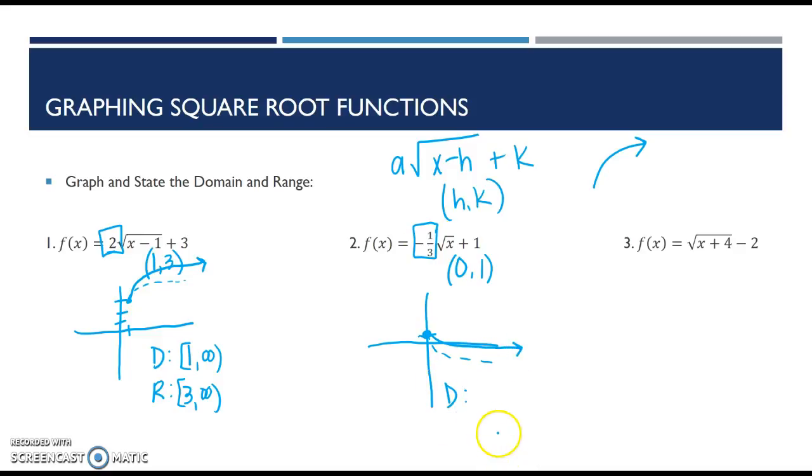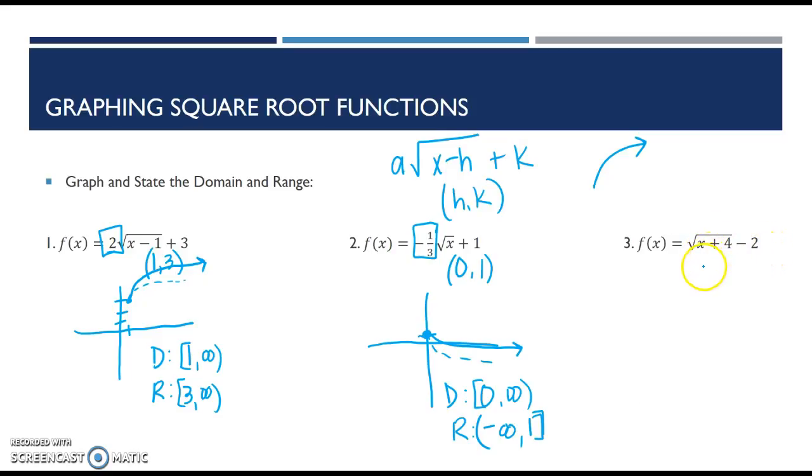Your domain is always the h value to infinity for what we do, so it's 0 to infinity. And the range, in this case, is going down forever, so I'm going to start at negative infinity and stop at the k value, which is 1. Uh-oh. I don't know what happened to my graph. There it goes.